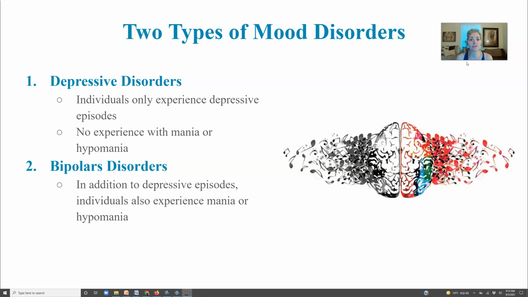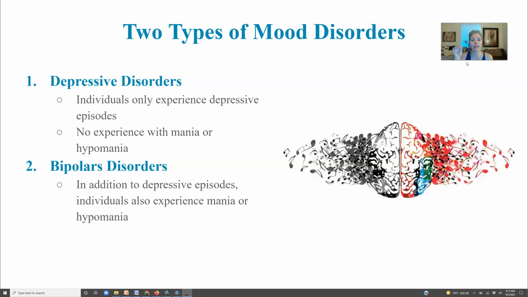When you talk about depressive disorders, depression is something that many of us are familiar with, and maybe some of us have even experienced. We might have had a depressed day or a depressed mood, but whether or not we actually experience a depressed episode would depend on the DSM criteria and whether or not we meet that criteria. Depressive disorders are applied to people who only experience depression. They don't have any episodes of mania or hypomania. Bipolar disorders involve both depression as well as mania and/or hypomania.